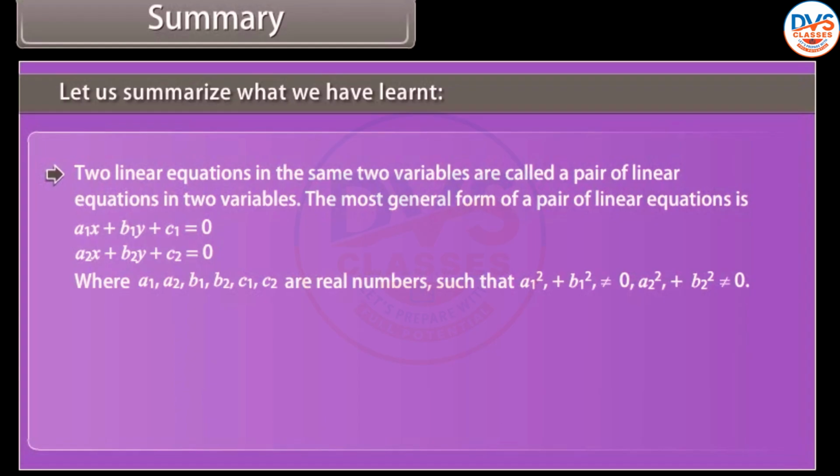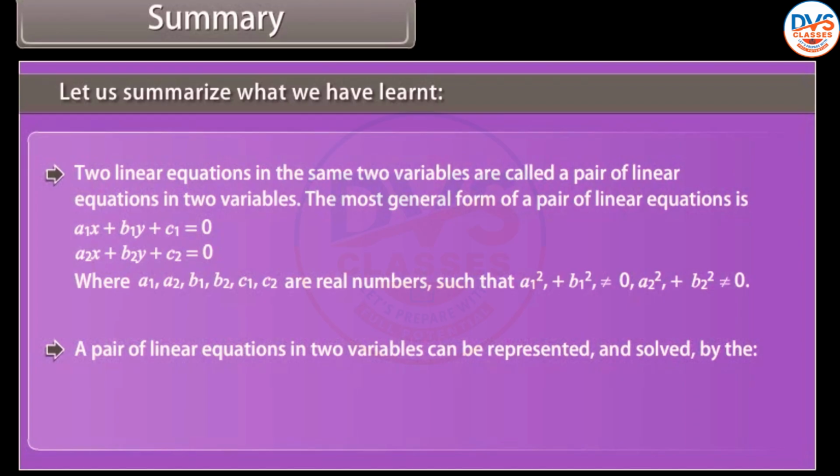The most general form of a pair of linear equations is a1x plus b1y plus c1 is equal to 0, a2x plus b2y plus c2 is equal to 0, where a1, a2, b1, b2, c1, c2 are real numbers such that a1 square plus b1 square is not equal to 0, a2 square plus b2 square is not equal to 0. A pair of linear equations in two variables can be represented and solved by the 1. graphical method, and 2. algebraic method.